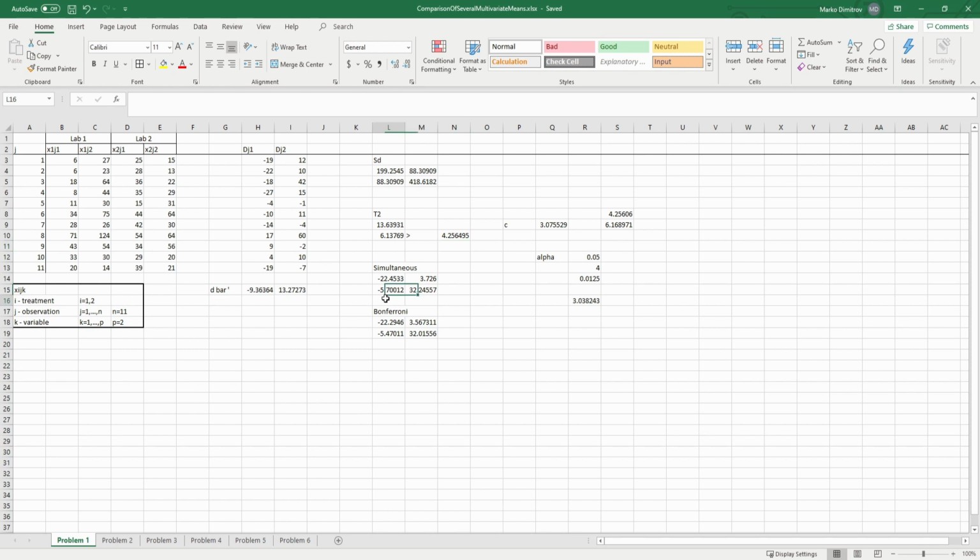So in that sense, we can say that the differences are not significant only in that case, when all intervals contain 0.